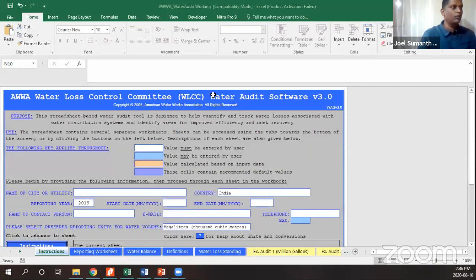The objective of this sheet is to come to what is called our water balance. It is a very interactive sheet, and you have all the information you need for performing a simple auditing exercise.